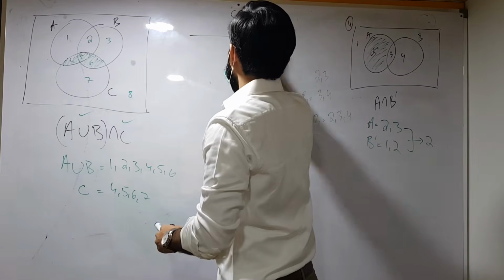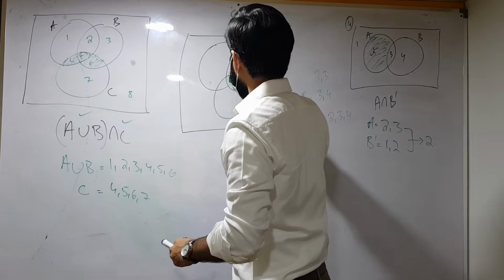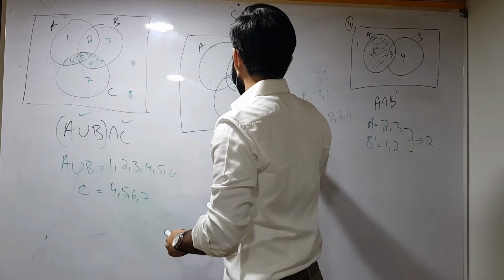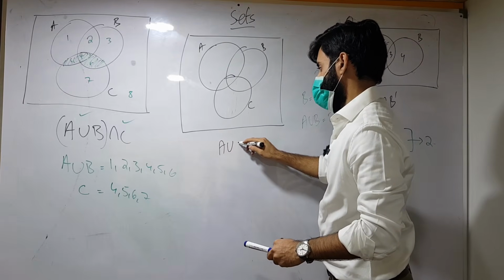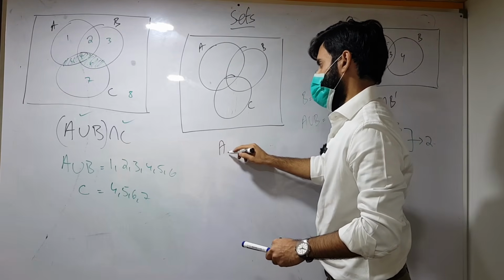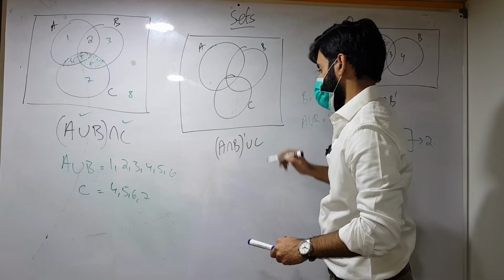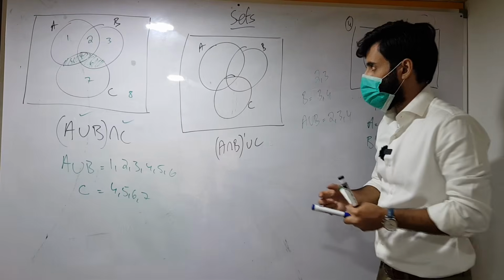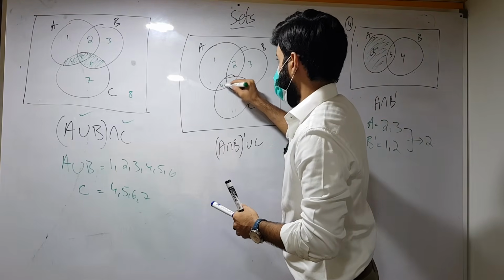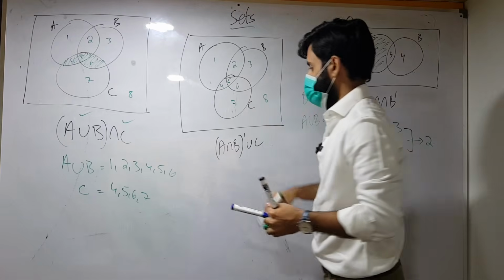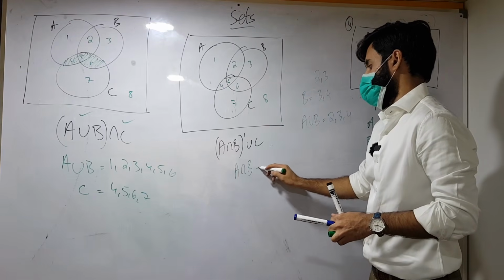Okay, let's do another example. Right, suppose you have A union, let's do A intersection B whole complement union C. Okay. So let's number our regions 1, 2, 3, 4, 5, 6, 7, and 8. Okay. So let's find out A intersection B first.